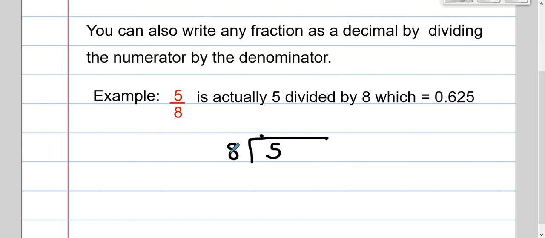Okay, so I say, can 8 go into 5? No. Can 8 go into 50? Yes, 8 can go into 50. How many times? It can go into 50 6 times. Now I do multiplication. 6 times 8 gives me 48. Now I subtract. I end up with 2.